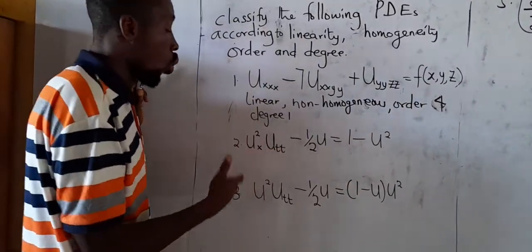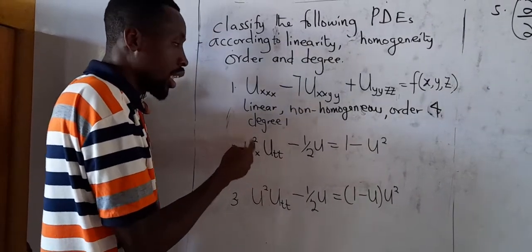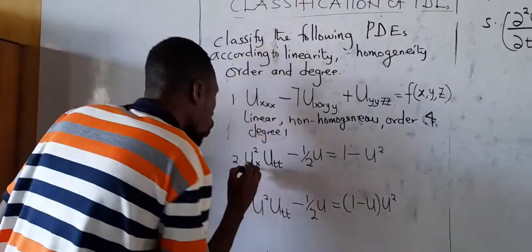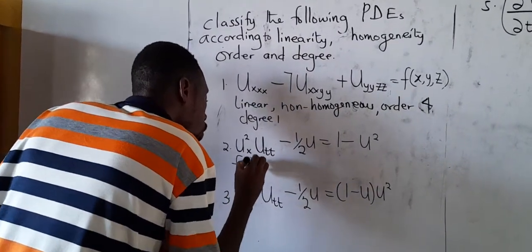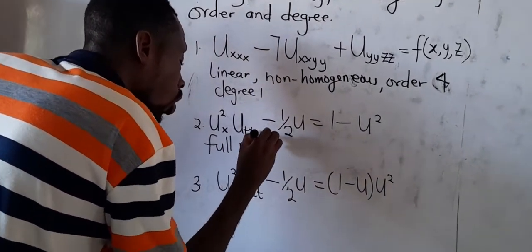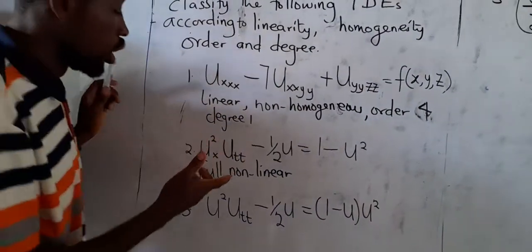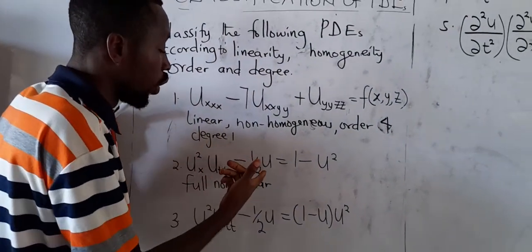So let's check quasi-linear. There is a partial derivative here. The degree is not 1, so it is not quasi-linear. So it is fully non-linear. Now homogeneity. There is a partial derivative in this term.